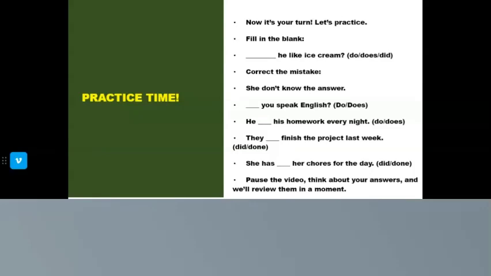Now, a quick recap. Do and does are used in the present. Take note of that. Did is for the past. Done is the past participle and requires a helping verb. So bear all this in mind. With consistent practice, you'll be able to use these forms confidently in no time.